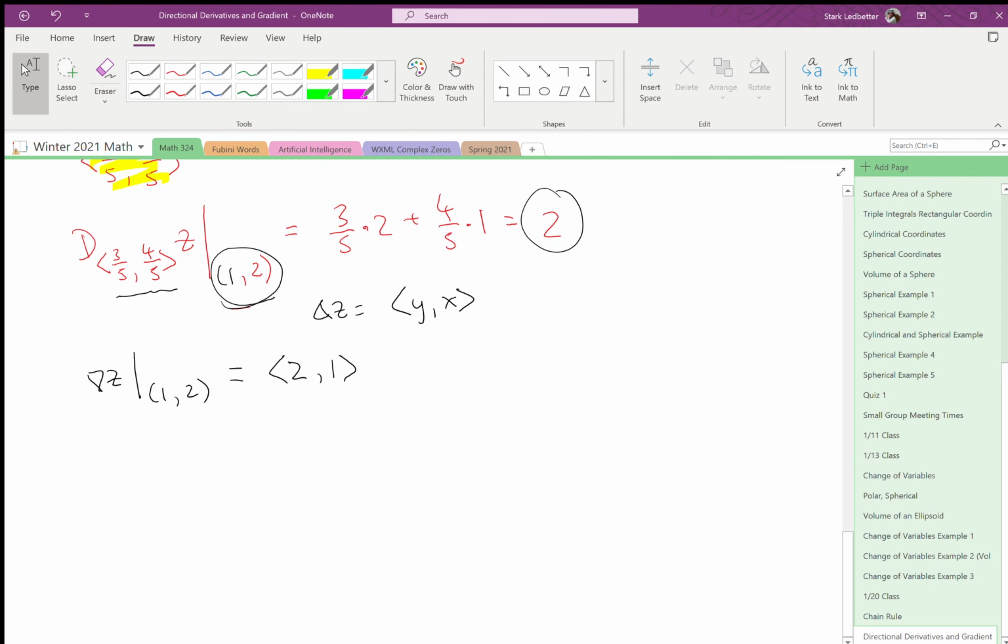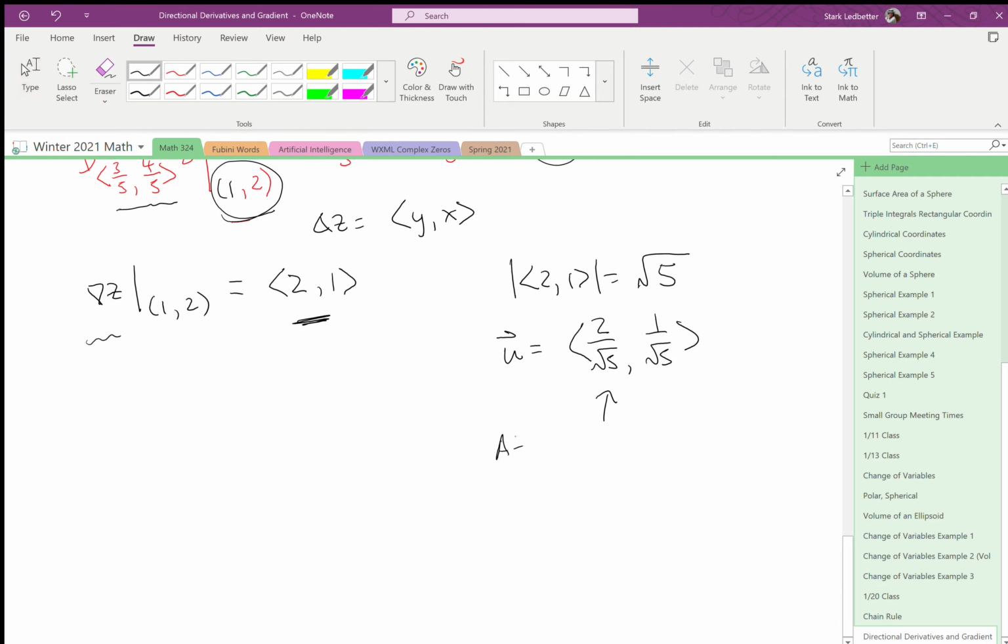And then what does that tell us, or what does that help us calculate? Well, we said in the previous video, the del can help us calculate what direction we walk in for maximum and minimum steepness. So let's calculate the unit vector that goes in the same direction as this. Well, we know that the magnitude of 2 comma 1 is the root of 2 squared plus 1 squared, which is root 5. So the unit vector going in that direction is 2 over root 5 comma 1 over root 5. So it means at the point 1 comma 2.